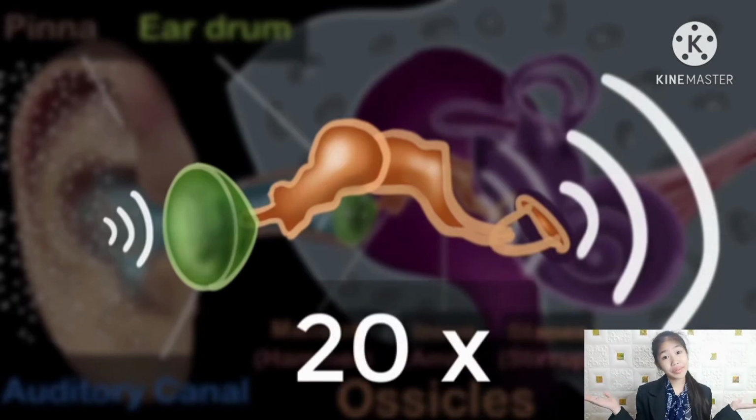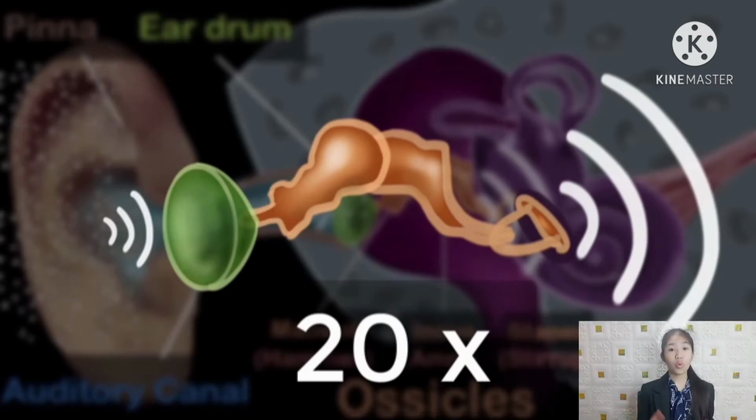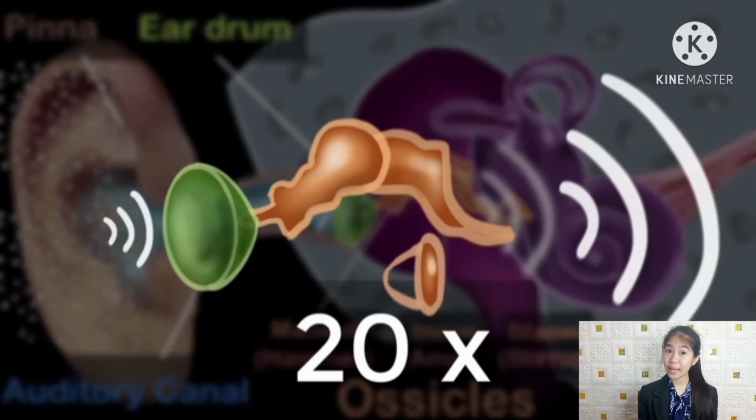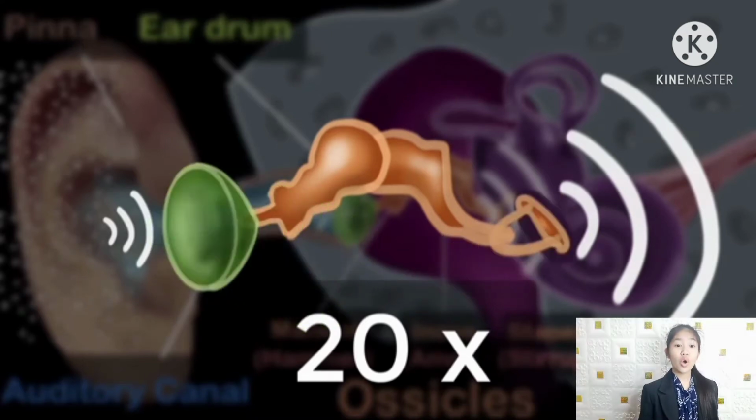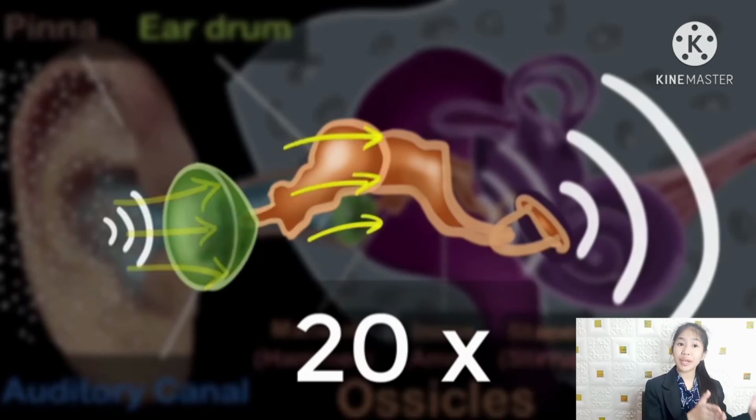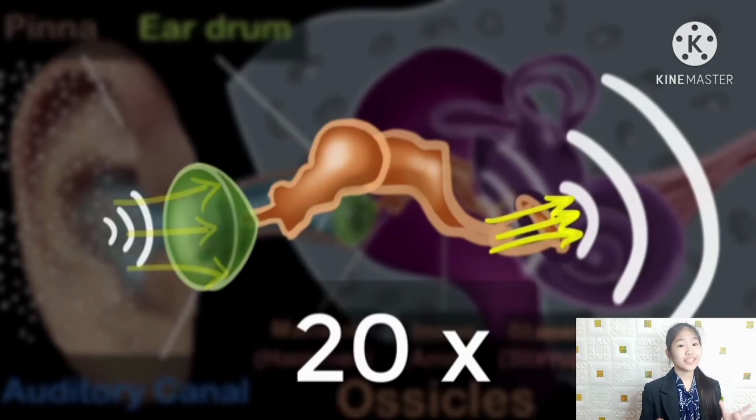But how do they do that? Well, just take a look at the base of the stapes. It has such a small area compared to that of the eardrum. So when the force gets transferred from the eardrum to the stapes, it gets concentrated in a very tiny area. And you might know when you concentrate force in a very tiny area, you increase its pressure.